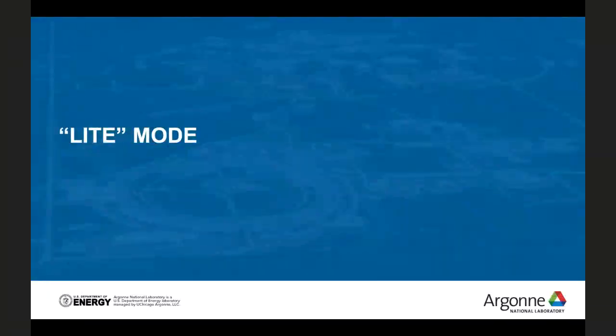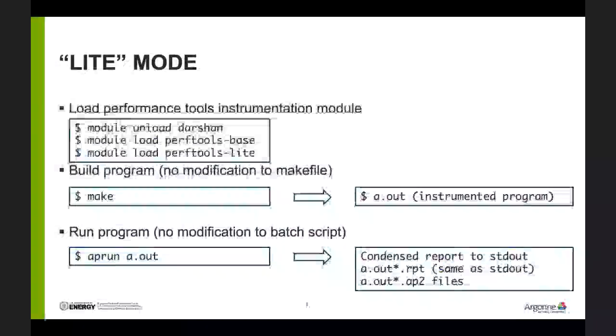So let me introduce how to use Lite mode, which is the most convenient way to use. For Lite mode, first of all, you need to update your modules. The Darshan module has a conflict with CrayPat, so you need to unload Darshan first. And then you need to load perftools-base, which is a common module for both perftools-lite and perftools. After that, you need to load the perftools-lite module, which is just for the Lite mode.